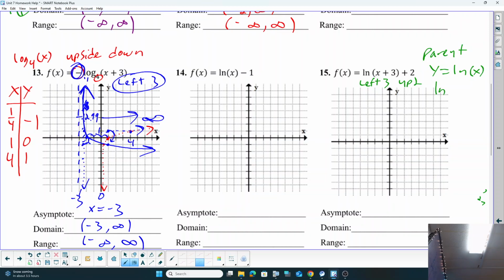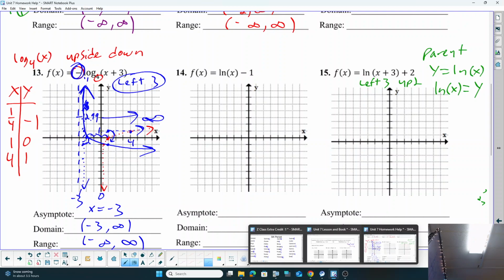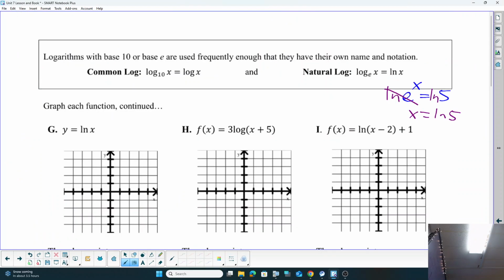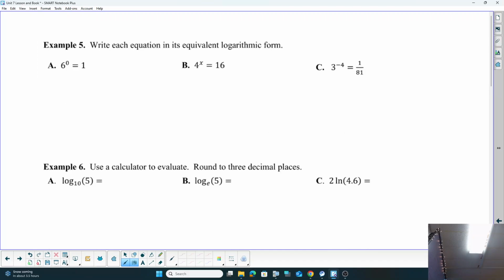Well, we've got to solve. I just switched the ln of x and the y around, and I want to solve for x now. Then we can plug in using the xy table. What we learned from our book is that ln and e are opposites of each other. They undo each other, basically.